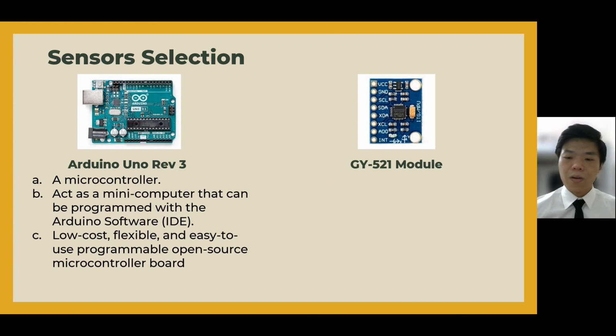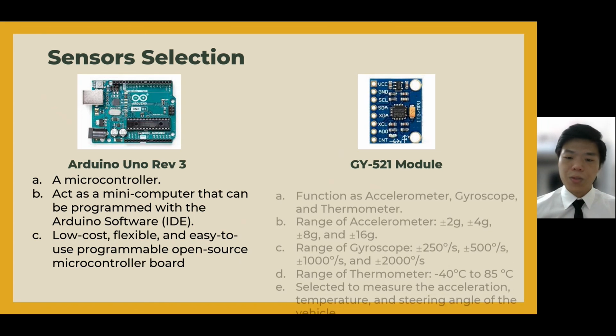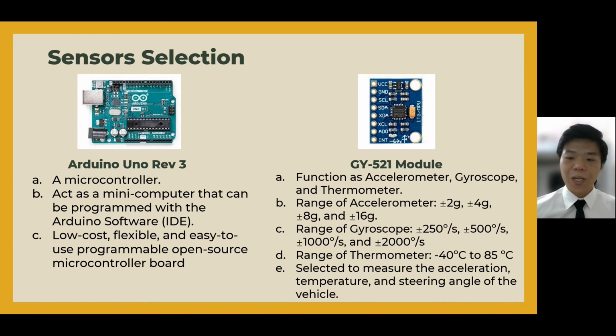The second sensor is the GY521 module. So it has three functions. The first one is accelerometer, the second is gyroscope, followed by thermometer. The range of the accelerometer is plus minus 2, 4, 8, and 16 gravitational acceleration. And the range of the gyroscope is plus minus 250, 500, 1000, and 2000 degrees per second. And for the thermometer, its range is negative 40 degrees Celsius to 85 degrees Celsius. So this sensor is selected to measure the acceleration, temperature, and steering angle of the vehicle.